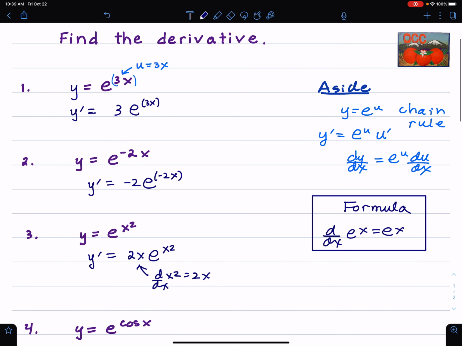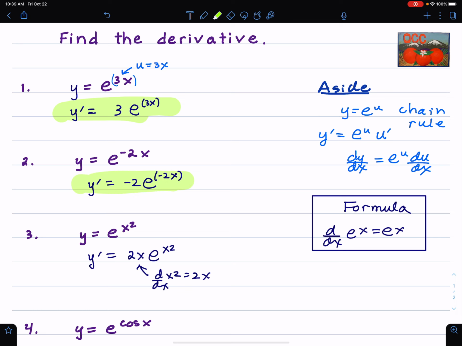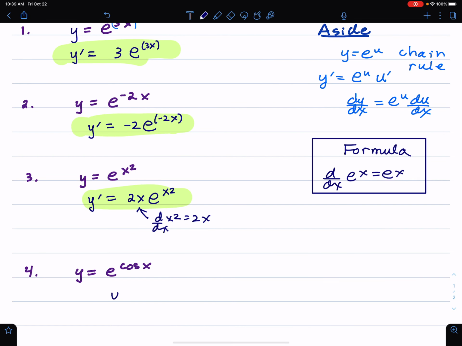Next, we can highlight these solutions. Maybe we should do that. All right, going on to the next one. Y prime is e to the u. E to the u, the derivative is e to the u. And then we multiply by the derivative of u. The derivative of cosine x is negative sine x.